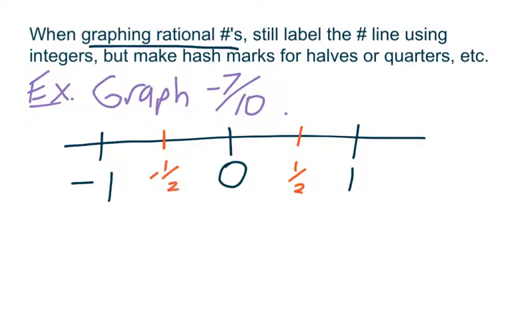And think of this denominator, it's 10. So that's the same thing as -5/10, isn't it? Because 5 is half of 10. So that's where halfway would be. So -7/10, that would be like right about here. It's going to be closer to the halfway point than to the -1. And that's how we graph fractions on a number line.